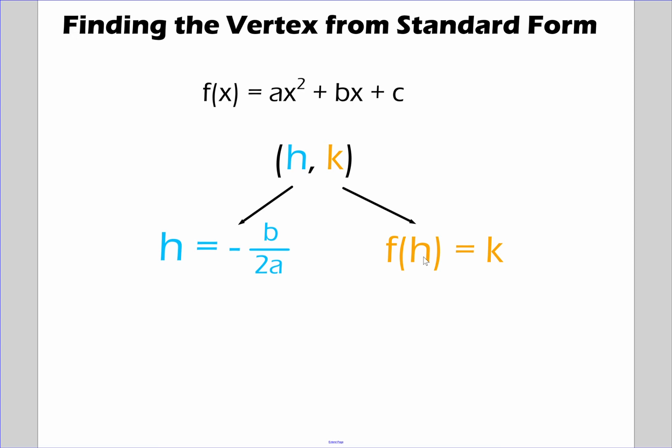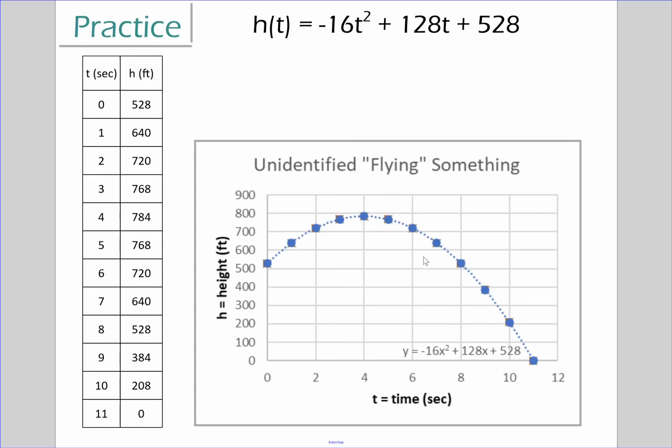So let's take a look at a couple of examples. This first practice problem was from the unidentified flying something, right? We already know the vertex happened at 4 seconds and it was 784 feet above the ground. Using what we've learned, we know the x value of our vertex should be negative b, so negative 128 all over 2 times a, right?